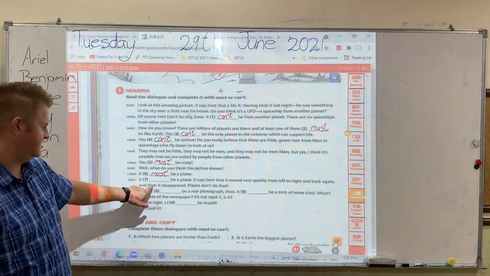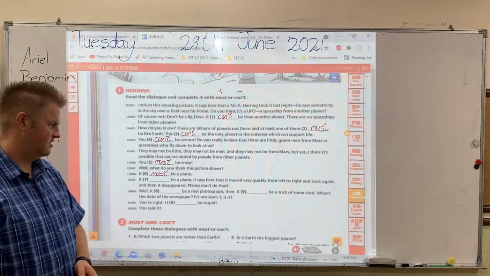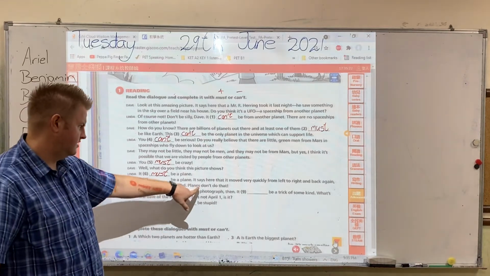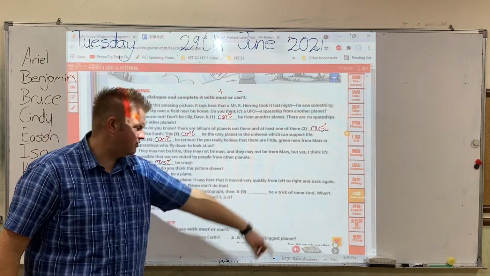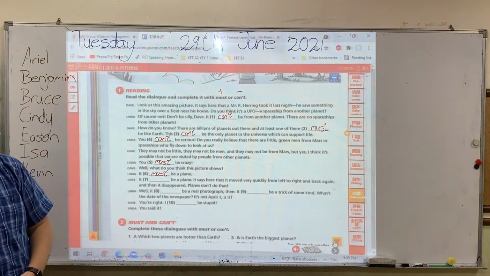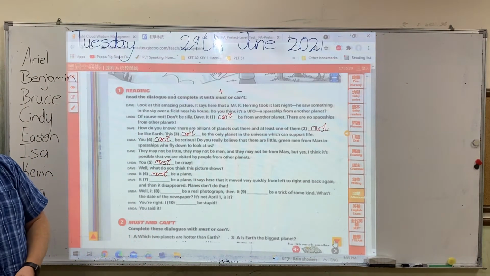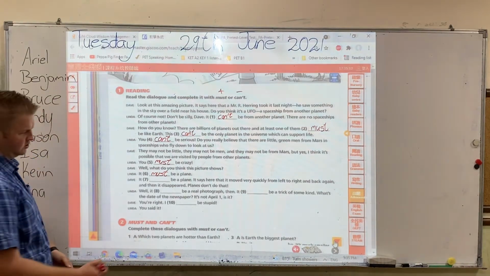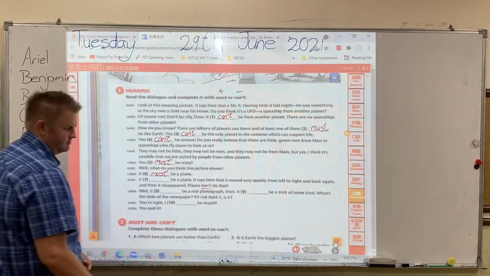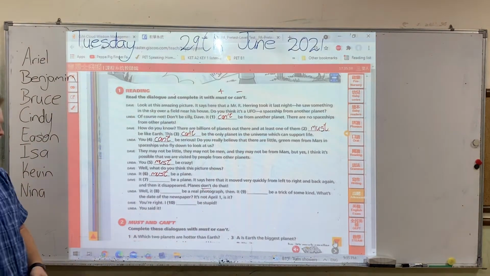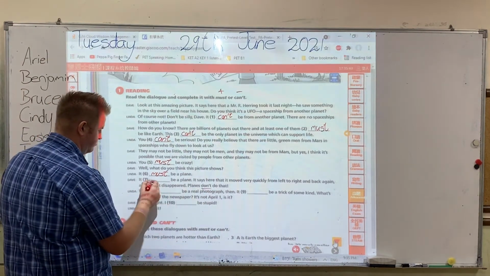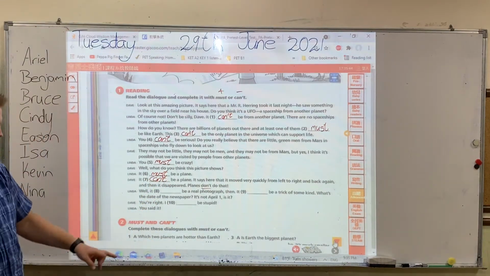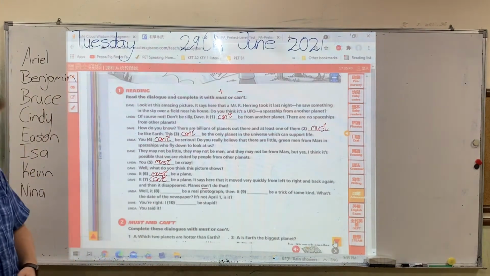And Dave says it can't be a plane. Let's read the full sentence. It can't be a plane. It says here that it moves very quickly from left to right and back again. And then it disappeared. Planes don't do that. So here's the negative, don't. So it is can't. It can't be a plane. It says here it moves very quickly.